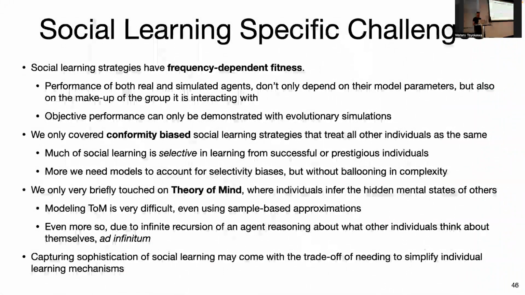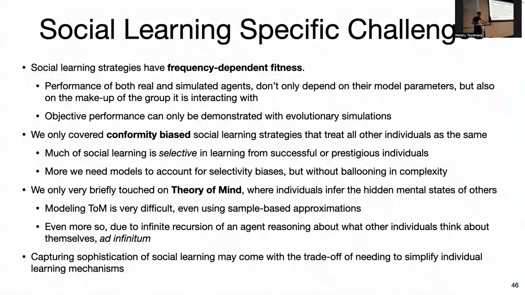We talked a bit about this yesterday, but social learning specifically has frequency-dependent fitness, meaning that the performance of real and simulated agents doesn't depend only on their model parameters, but also on the makeup of the group they're interacting with, right? And so yesterday I showed you some evolutionary simulations as a method for figuring out what is the normatively best solution. But when we're simulating models, we're not trying to get at a normative description. We're trying to get at a descriptive model of what people are actually doing, right? So this poses some potential challenges in simulating behavior.